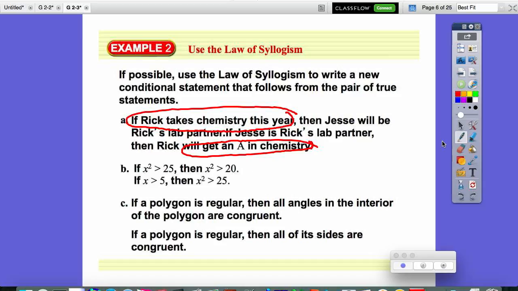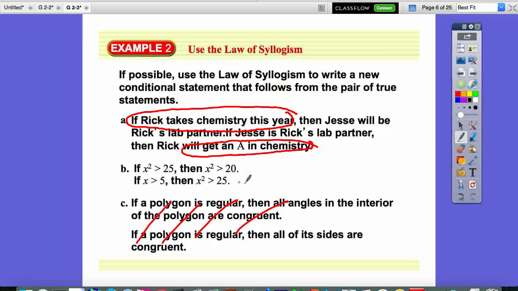And on the last one, if a polygon is regular, then all the angles in the interior of the polygon are congruent. If the polygon is regular, then all of the sides are congruent. This last one would not be an example of the law of syllogism, because if you notice here, we took the conclusion and made it the hypothesis in a new statement in the others. Here in C, we are using the same hypothesis twice. So that does not follow the law of syllogism.